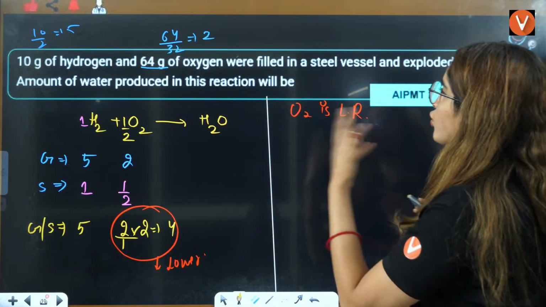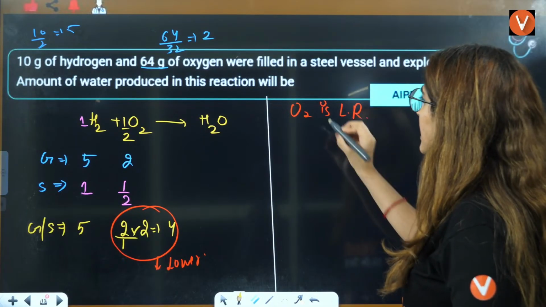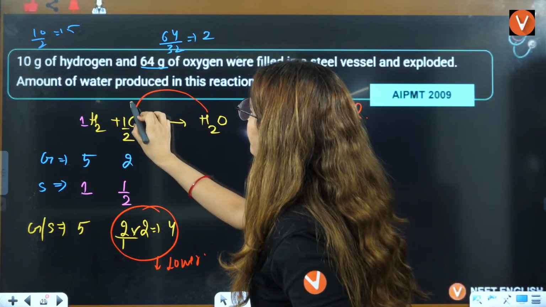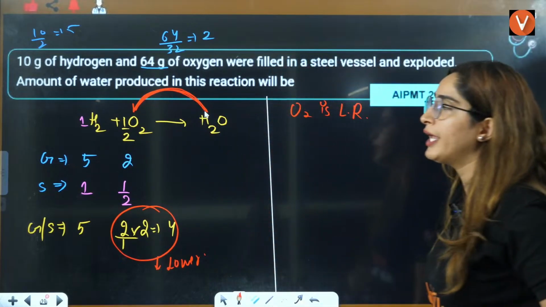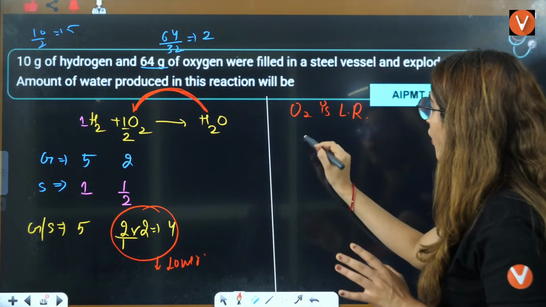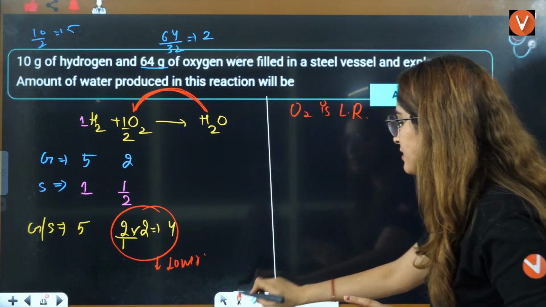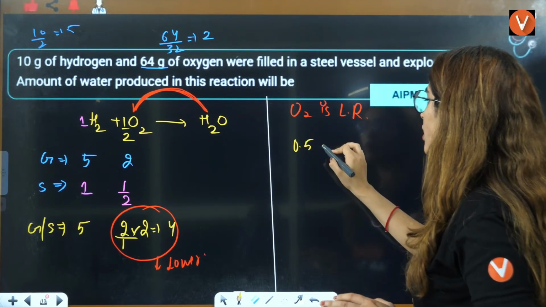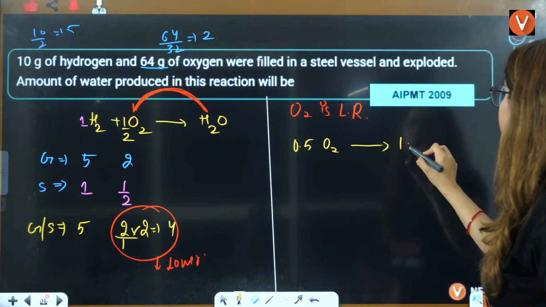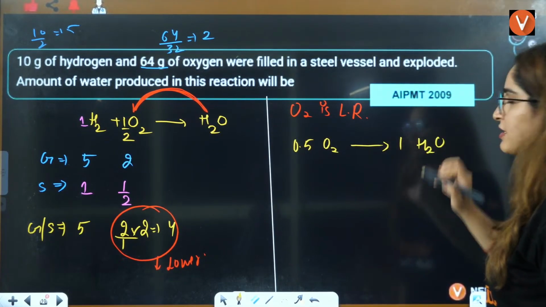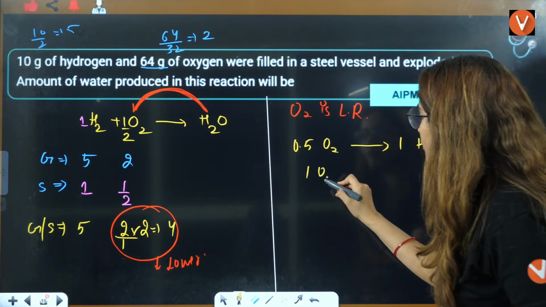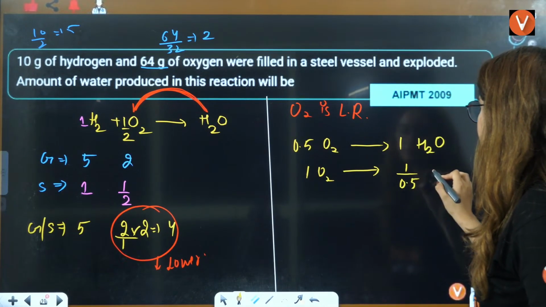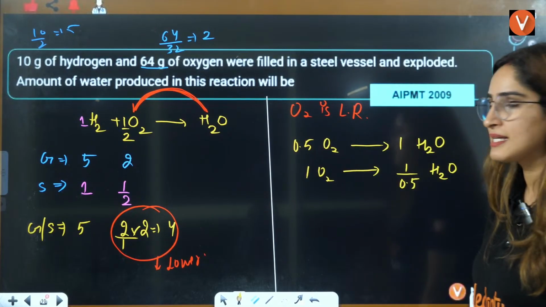Now, once you know that O2 is the limiting reagent, we can directly say that everything is going to depend on O2. That means product formation will be linked to O2 here. So, I can say that half mole, or you can say 0.5 mole of O2 will give you 1 mole of H2O, right? So 1 mole of O2 will give 1 divided by 0.5 of H2O, right?